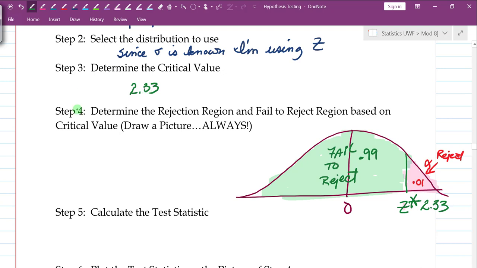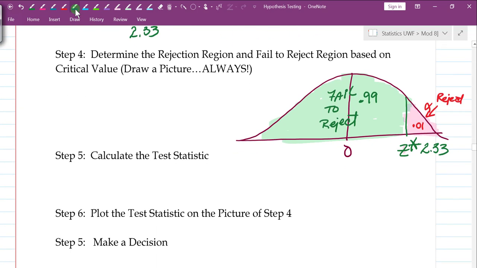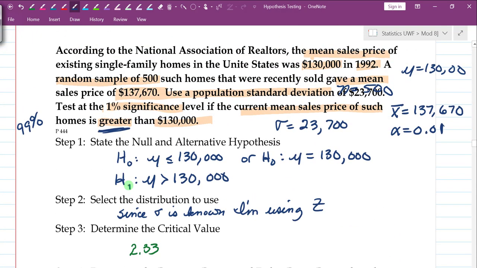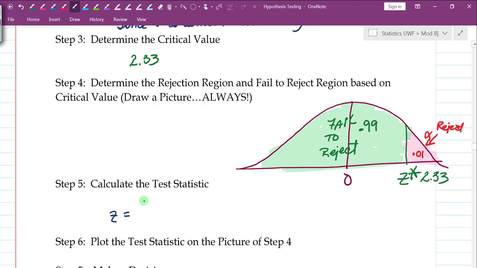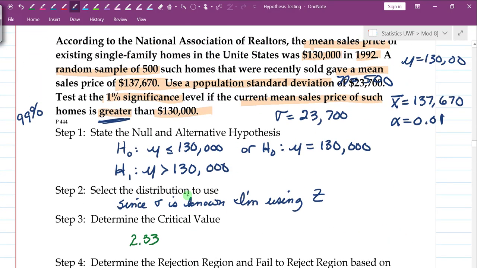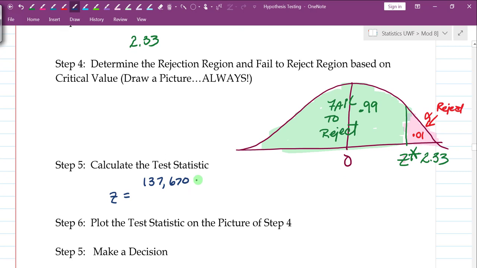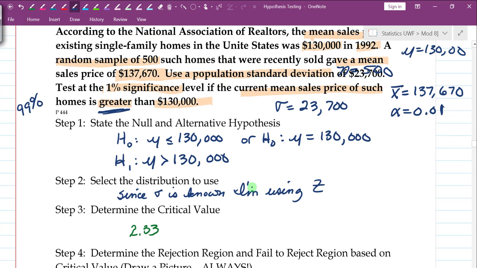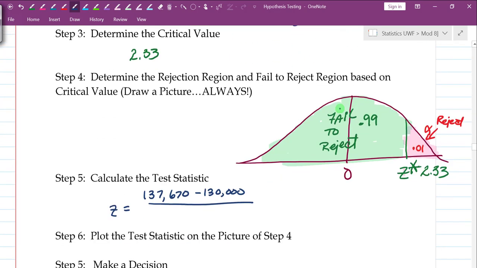So we have step 1, 2, 3, 4 done. Now we need to calculate the test statistic. So z is going to be equal to, let's look at our numbers up here. It's going to be 137,670 minus 130,000 divided by our standard deviation, which is 23,700.